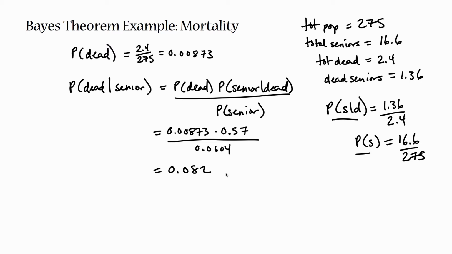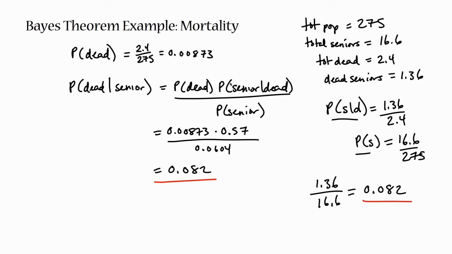And I can check that by saying, okay, well, according to this raw data up here, the probability of dying given you're a senior is just the death rate among senior citizens. So we had 1.3 million dead senior citizens divided by 16.6 million total senior citizens, which is also about 0.082. So my point here is that Bayes' theorem totally works. Although obviously it's more useful in situations where you can't just jump straight to the answer and you have to actually go through your conditional probabilities.